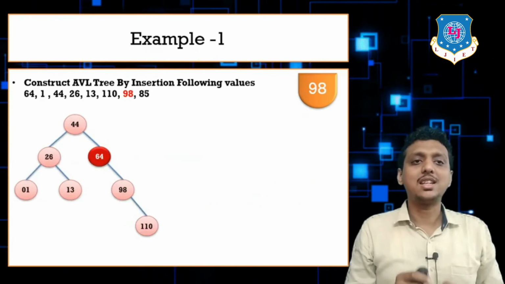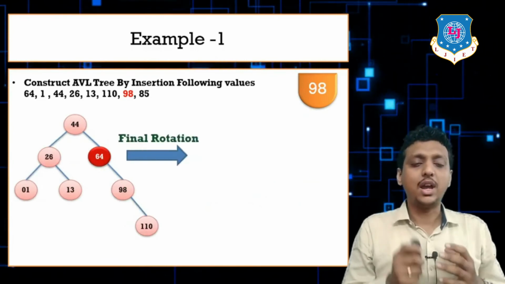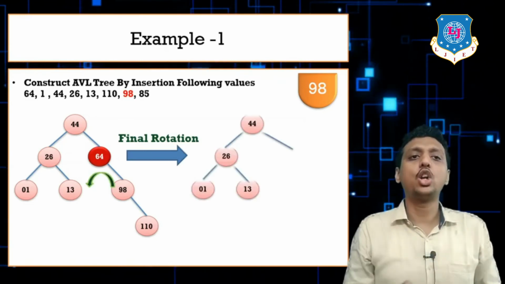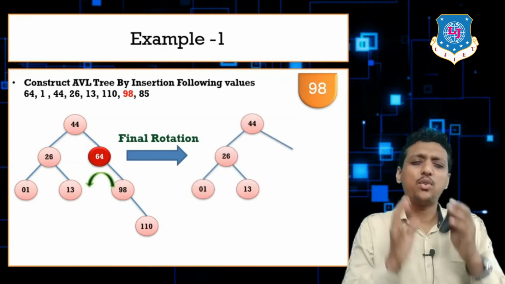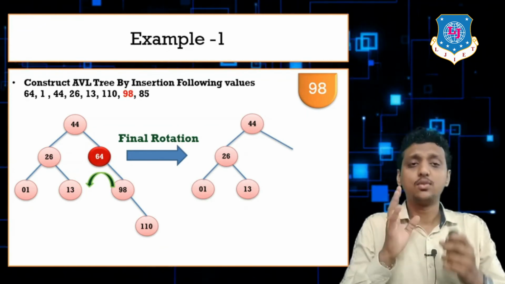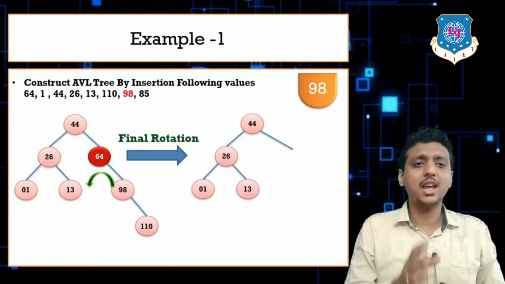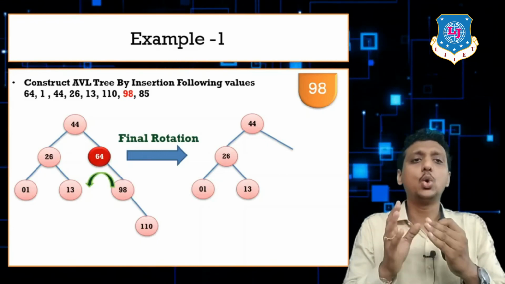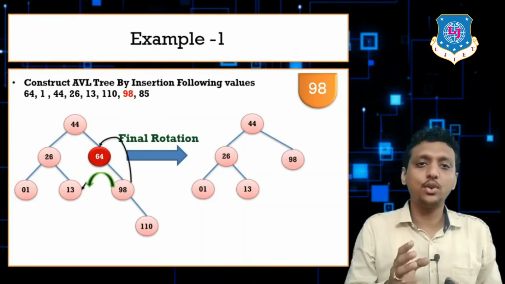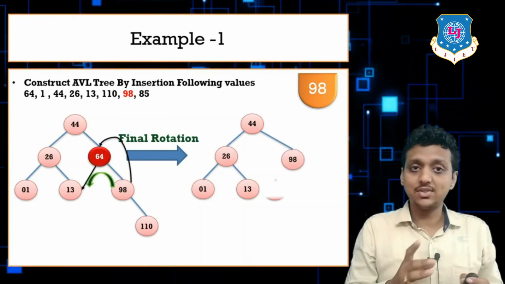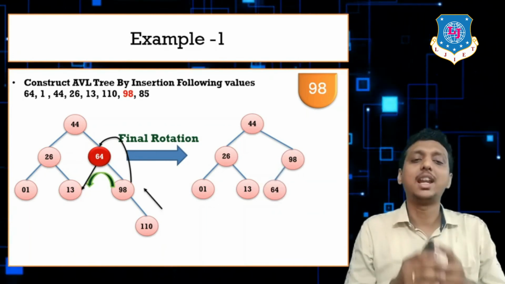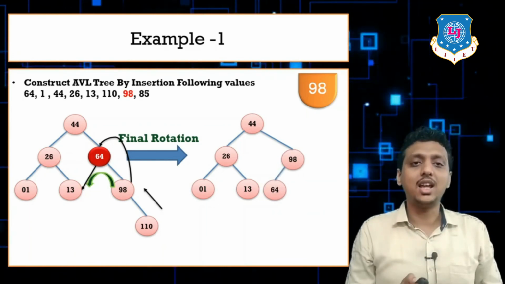Okay. Now let's see the final rotation. For the final rotation, we need to apply the left rotation on node 64. So 44, 26 and 01 become as they are. Now 64 will go on the left side, and 98 will take the place of 64. 64 will go on the left side, and then 110 will be on the right side of 98. So that is our final answer.